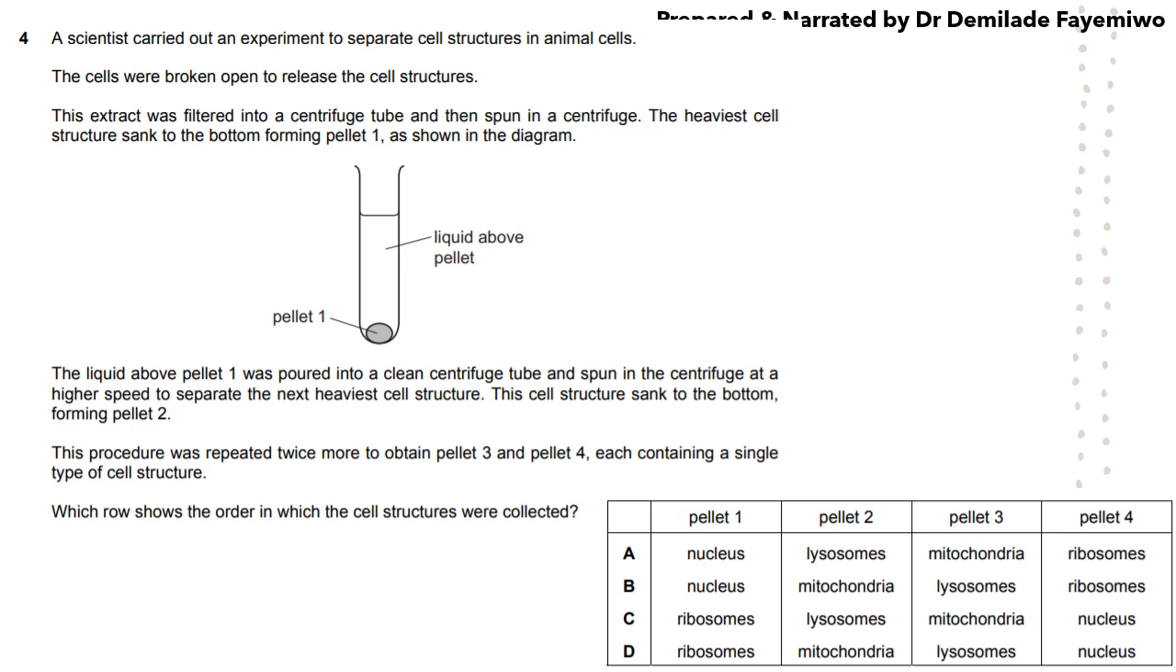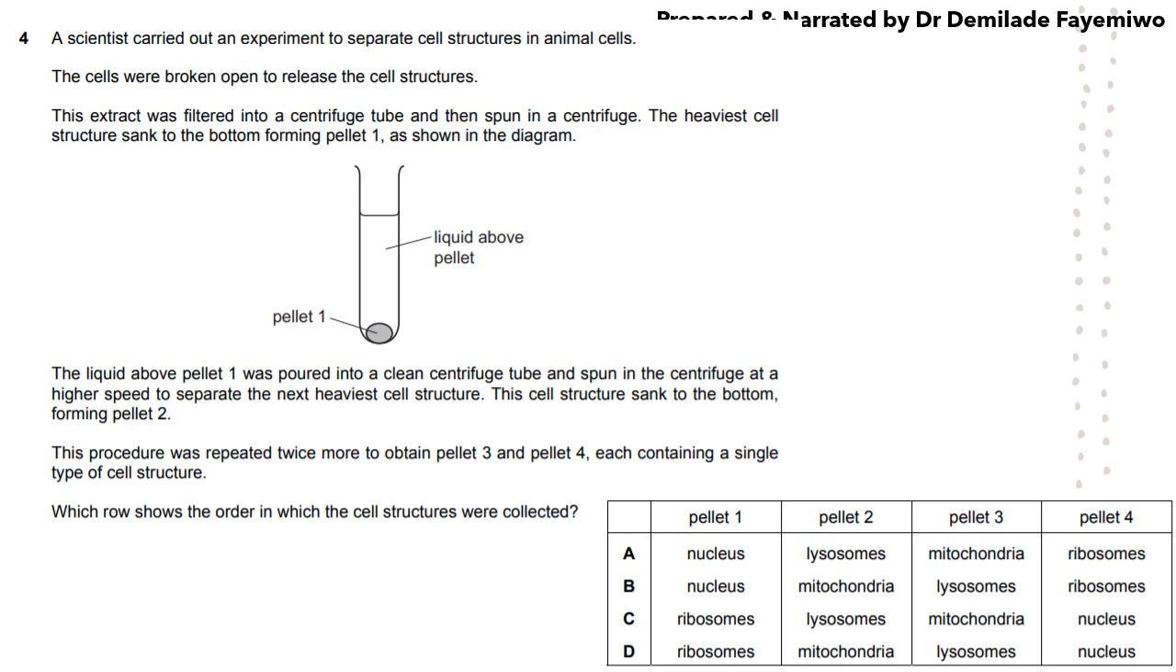This is question 4, and it says here, a scientist carried out an experiment to separate cell structures in animal cells. The cells were broken open to release the structures, and the extract was filtered into a centrifuge and spun in the centrifuge. The heaviest structure sank to the bottom as pellet number 1. Then pellet number 1 was removed, and pellet number 2 came through, which was the second largest structure. And so it goes on and on like this. The point of this question is simply to ask you what would be the heaviest of all the cell structures that you're given, things like nucleus, lysosomes, mitochondria, ribosomes.